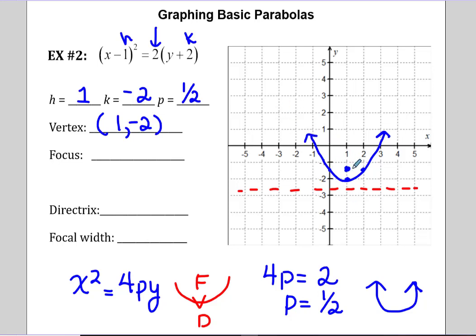So we've got 1 here, 1 here, 1/2 here, and 1/2 here. So our focus would be at 1 and negative 1.5. And the directrix is going to be at y equals negative 2.5. And the focal width was 2, and it made our parabola go up.